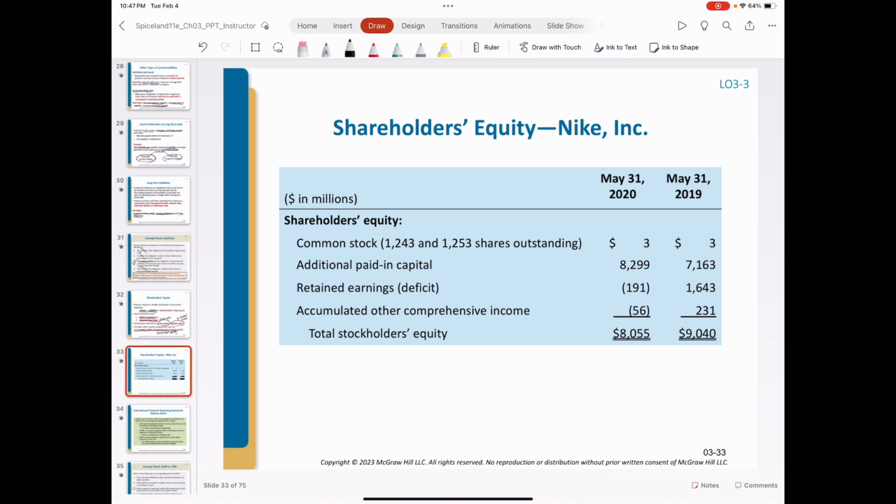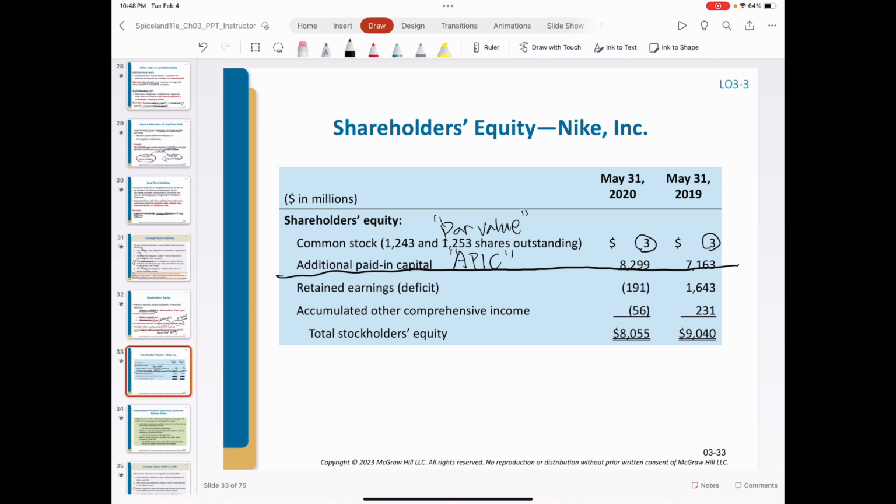Again, Nike. It reports the contributed capital in two accounts: common stock and additional paid-in capital. Why is common stock only $3 million? The reason is common stock only represents the par value. The par value usually is a very small number, for example, 1 cent, a very small amount. The difference between the total contributed capital and the par value is additional paid-in capital. We can also use APIC, the abbreviation for additional paid-in capital.